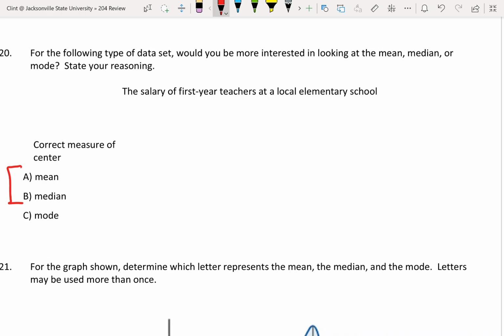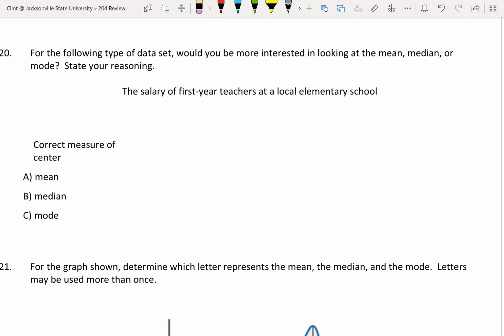And the way we decide is by whether or not we expect to have outliers in our data. Okay. So here, they're first-year teachers, and they're all at the same school. So do we expect to have any outliers in that data? Probably not. They're probably all going to be paid around the same, because they're all new and they're all at the same school. So here we have quantitative data, no outliers.